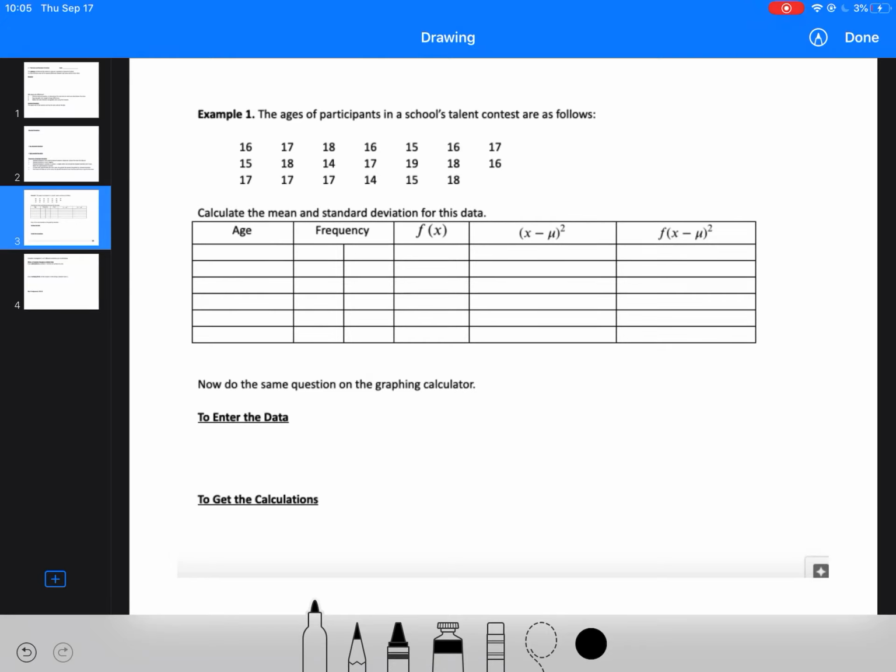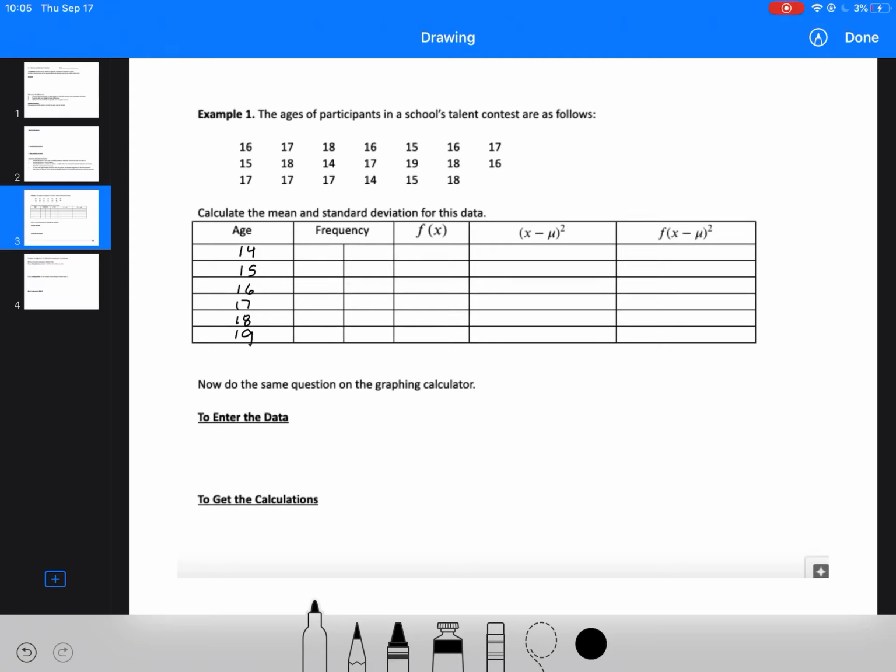Okay. So the ages of participants in a school's talent contest are as follows. We've got a collection of data here, and what we want to do is create a tally chart. We are going to do one example by hand, and then from then on, you should be putting it into your graphing calculator to find the standard deviation and the variance. You won't be asked to do it by hand on any sort of assessment. The reasoning behind this is just to show you how it works, and then from then on, we'll be using technology.